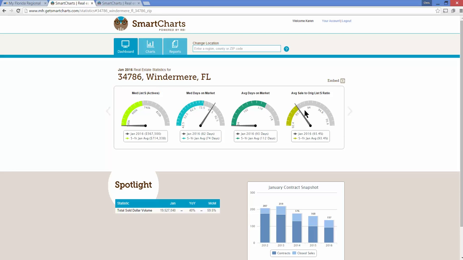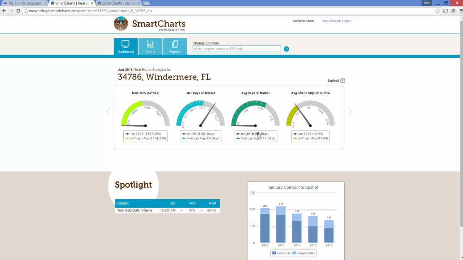Now, a lot of times throughout this product, throughout Smart Charts, you are going to see both a median and an average. And these can be nice to look at side by side because these might give us different things. So in this case, the median days on market was 82. The average days on market was 93. So the average is higher than the median. Always keep in mind that an average is very sensitive to extremes, to outliers, where a median is not.